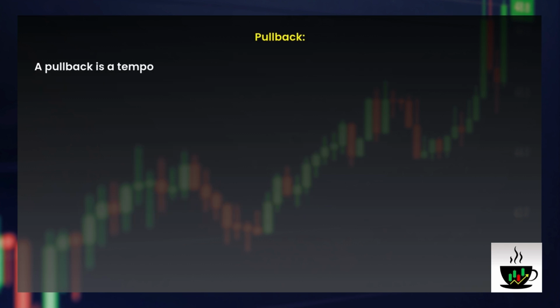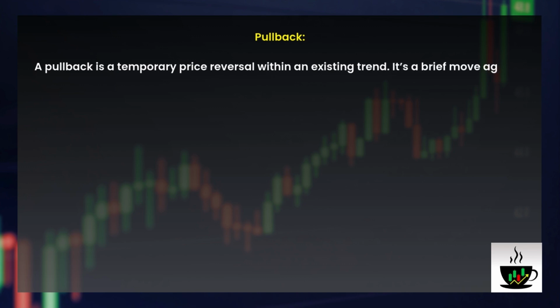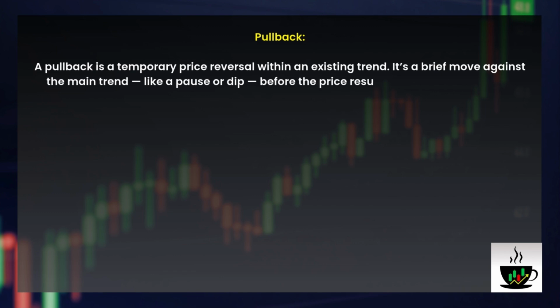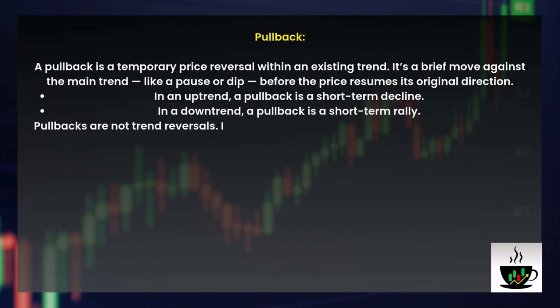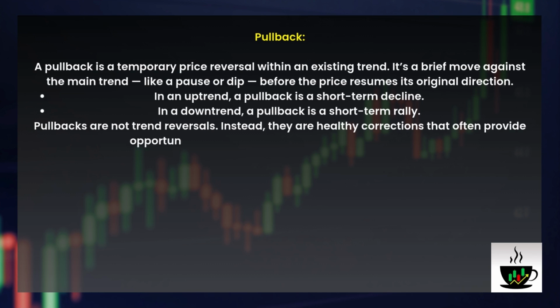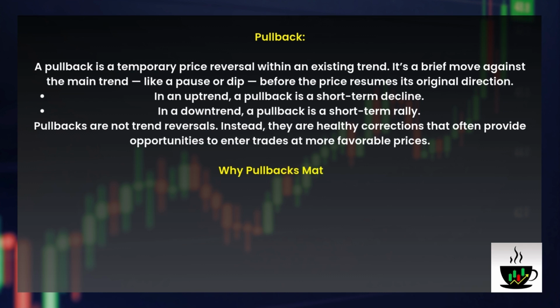Pullback. A pullback is a temporary price reversal within an existing trend. It's a brief move against the main trend, like a pause or dip, before the price resumes its original direction. In an uptrend, a pullback is a short-term decline. In a downtrend, a pullback is a short-term rally. Pullbacks are not trend reversals. Instead, they are healthy corrections that often provide opportunities to enter trades at more favorable prices.